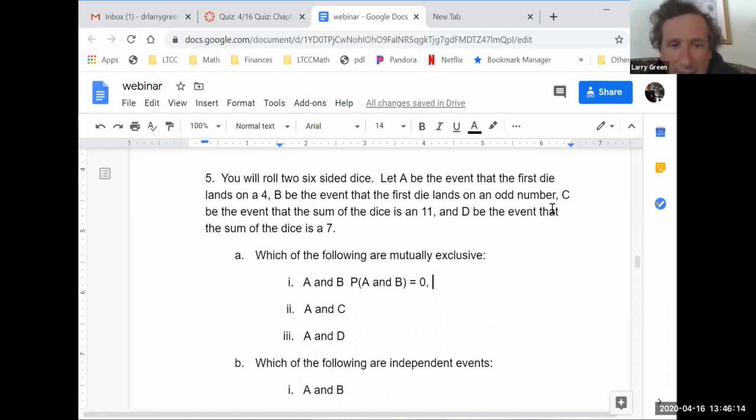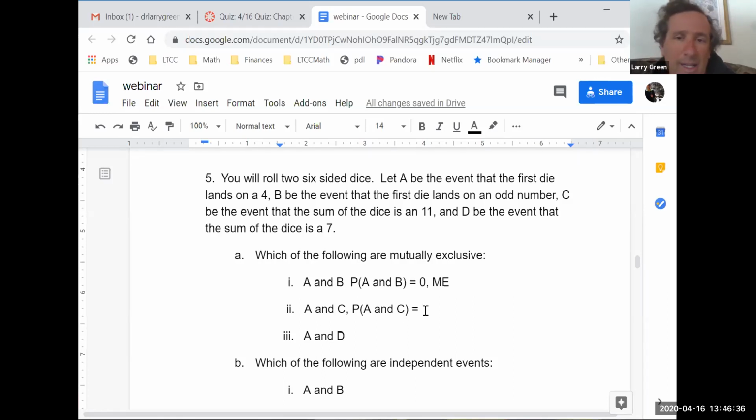Yeah, and I'm going to abbreviate. I'll just write ME for mutually exclusive. Less writing. Let's do number 2. Probability of A and C. So A is the first die is a 4, and then C is the sum is an 11.